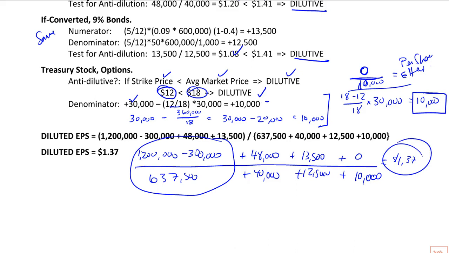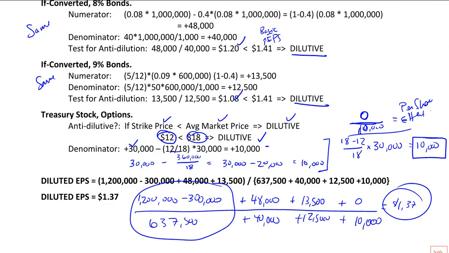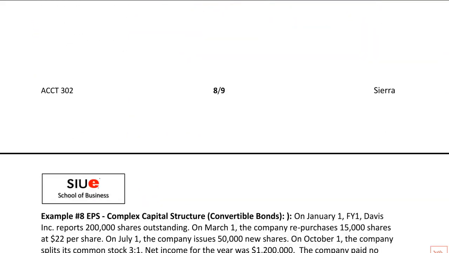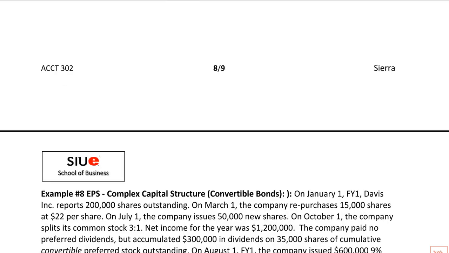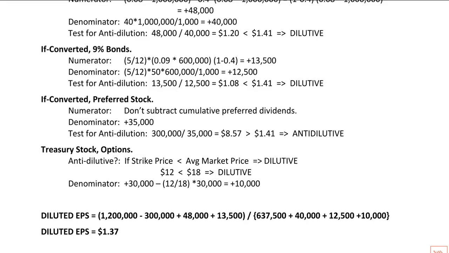Okay, so you've seen the if-converted method, you've seen the treasury stock method. Those are the two methods for calculating diluted EPS. We're not going to deal with other aspects of transactions such as contingent issue price, but we are going to go to the textbook example and look at ranking. Okay.